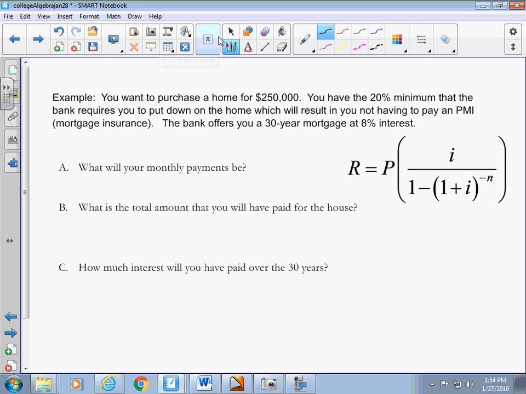How do you know which one to use? The first one is for loan repayment. The second one is for retirement savings, or savings in general for future value stuff. So this is loan repayment, so I'm going to use the loan repayment formula.